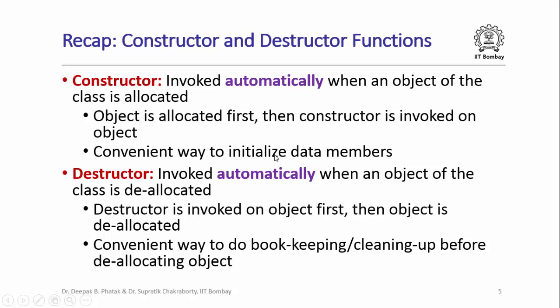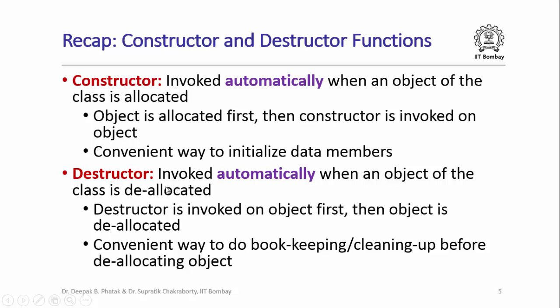Now recall that in our study of constructors and destructors, we had said that given a class, the constructor function for that class is going to get invoked automatically whenever an object of the class is allocated. In fact, the object is going to be allocated first and then the constructor is going to be invoked on that object. And we have also seen that this is a very convenient way to initialize data members of an object of the class.